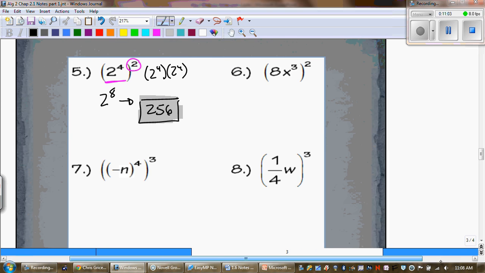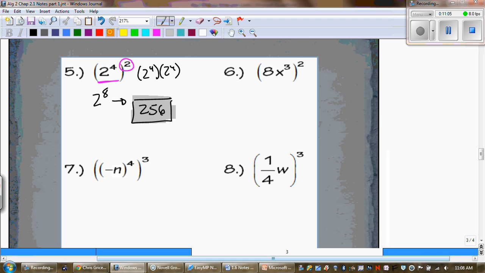All right, 6. Remember that that 8 has a 1 to it, and we distribute. So that's saying 8 squared x to the 6th power. And when you solve that, 8 squared gives us 64 x to the 6th.